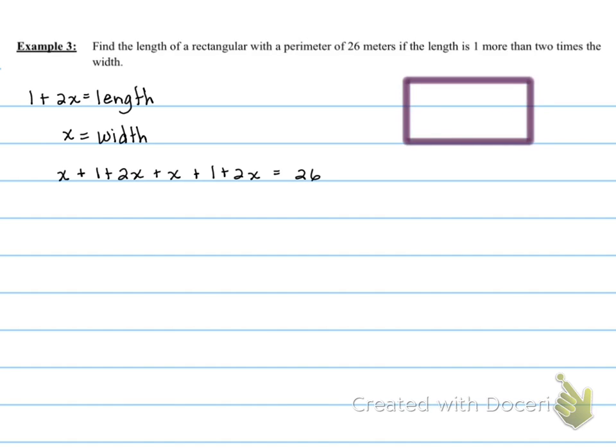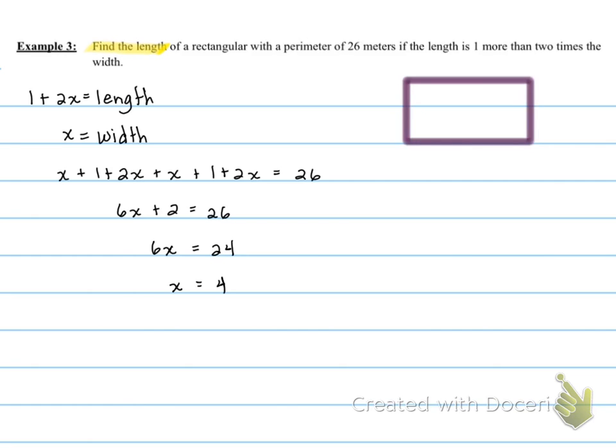So combined like terms, was that 4x? No, it's not, it's 6x plus 2 equals 26. 6x equals 24. So x equals 4. What did I just find? Width. What do I want to know? The perimeter. No. Length. The length. Yeah. The length.